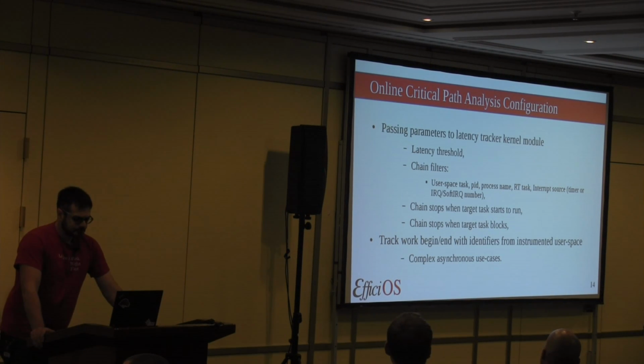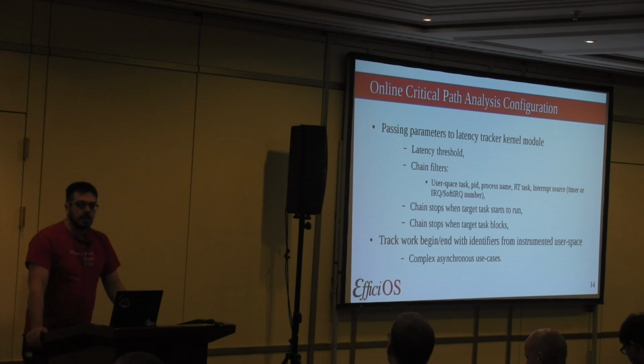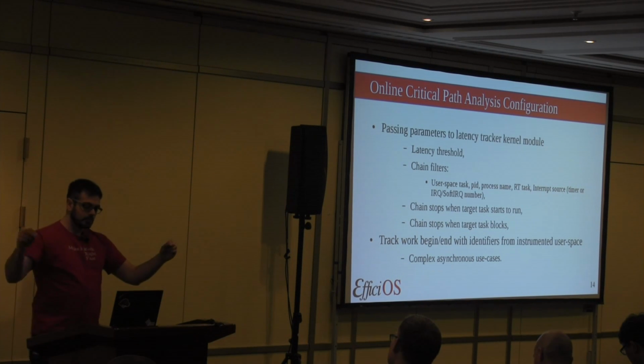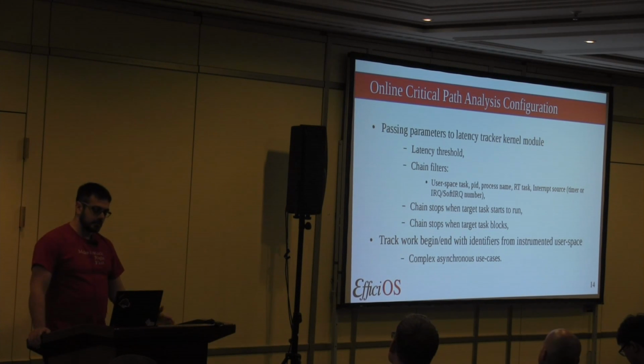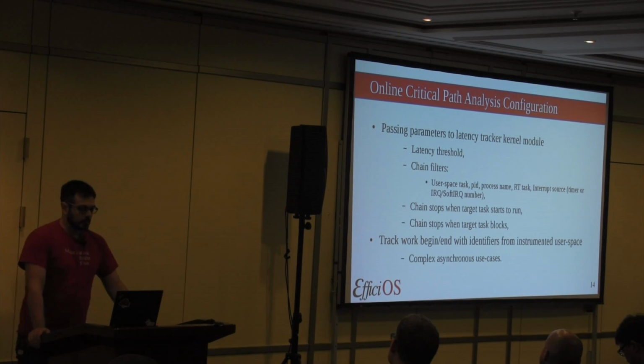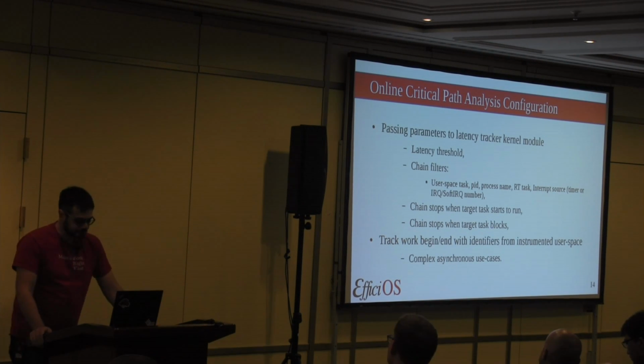So, parameters that can be passed to the latency tracker module. Latency thresholds, and we can have filters on those chains. So we can say that we're only interested in specific IRQ or soft IRQ numbers, so only consider when those are within the chains. Whether we're passing through a real-time task as we go down the chain, so those will be the only matches. By process name, PID, and whether, if a chain only stays in the kernel, in kernel threads, and does not reach user space at all, we can remove all those chains also.